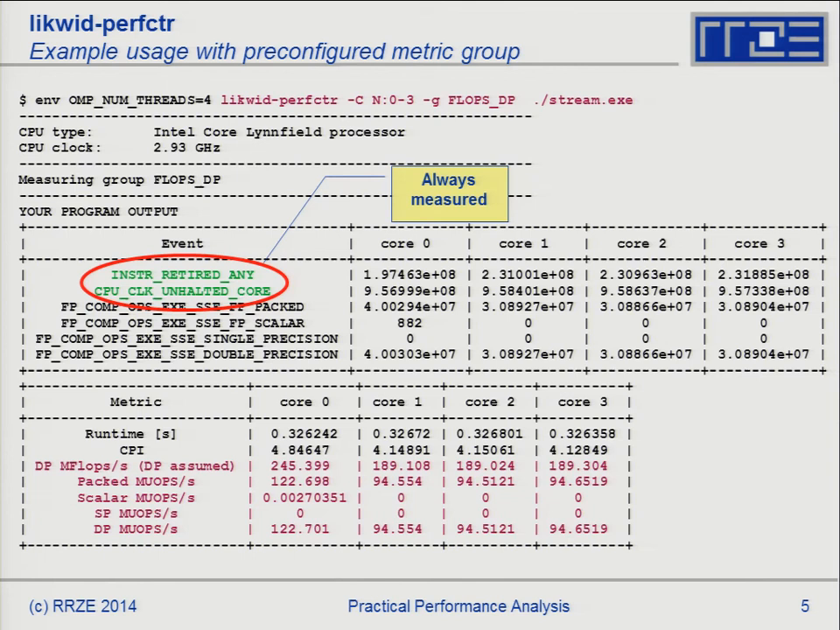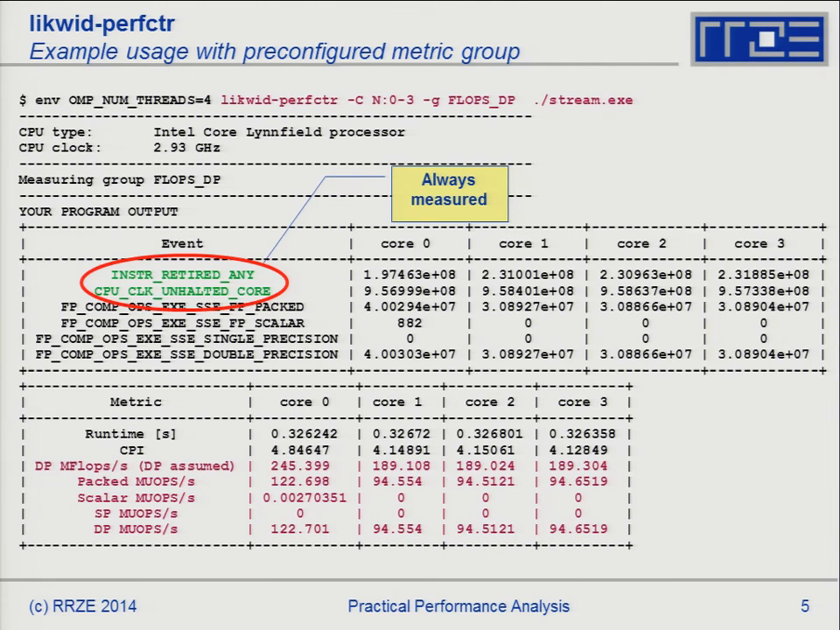In the second, the black block, these are the actual floating point events. For example, we see here floating point computation operations executed with SSE in scalar mode and in packed mode, so vectorized mode. So we see this code is almost perfectly vectorized. All the events are in packed. And we also see this code is double precision only because the count for single precision operations is zero. This is a perfectly vectorized double precision code. It's stream. Yeah, stream is perfectly vectorized double precision.